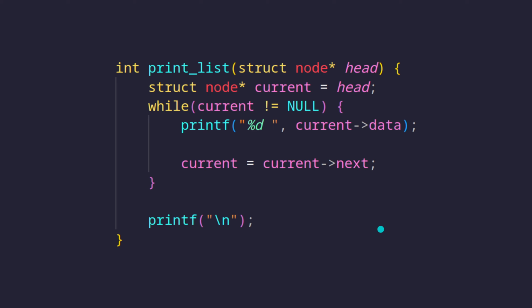The order is important here. If we go to the next node before we print, then we'll skip over a node. And when we reach the end, we'll be accessing a null pointer, as current will already be null. Now let's see what happens as the program runs.